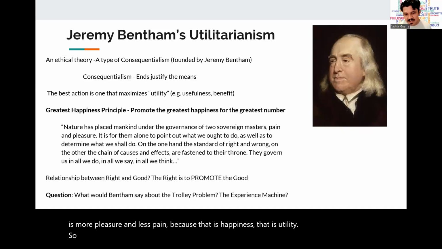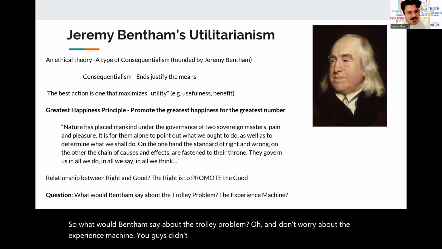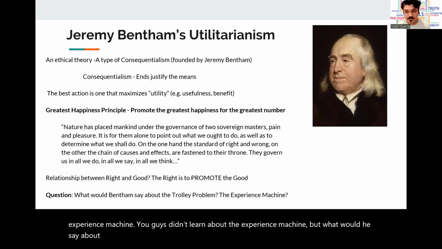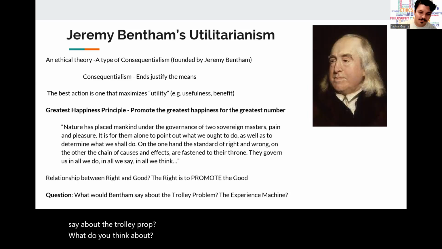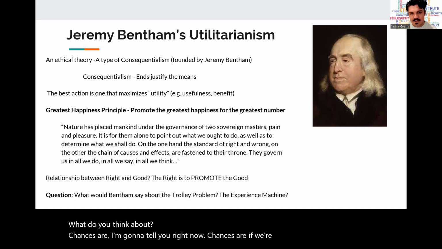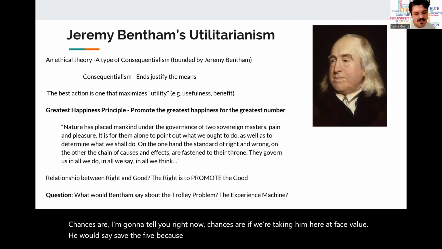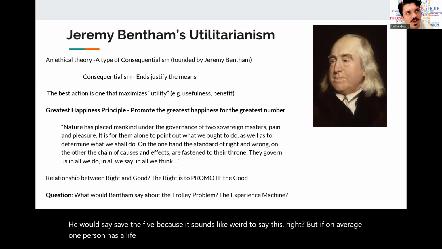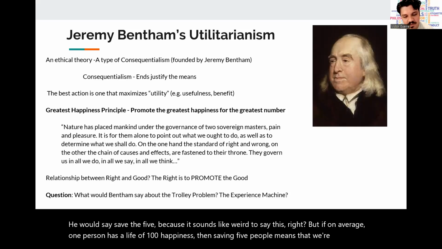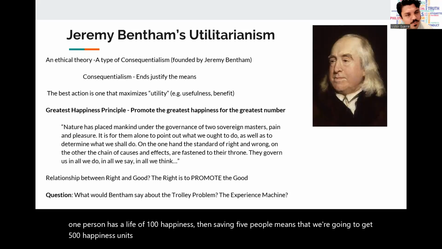So what would Bentham say about the trolley problem? Oh, and don't worry about the experience machine. You guys didn't learn about the experience machine. But what would he say about the trolley problem? What do you think about that? Chances are, if we're taking him at face value, he would say save the 5. It sounds weird to say this, but if on average 1 person has a life of 100 happiness, then saving 5 people means that we're going to get 500 units of happiness, versus 1 person with 100 units of happiness on average.